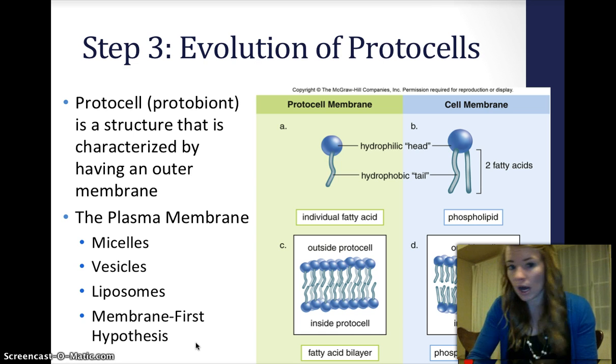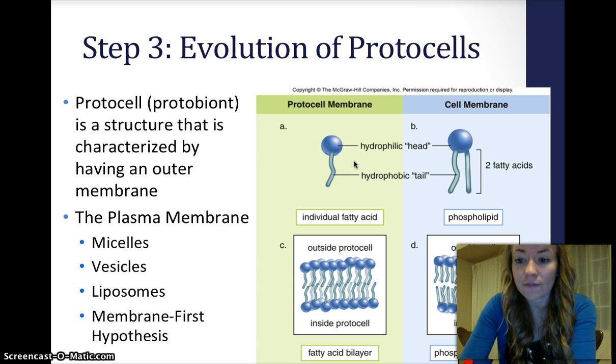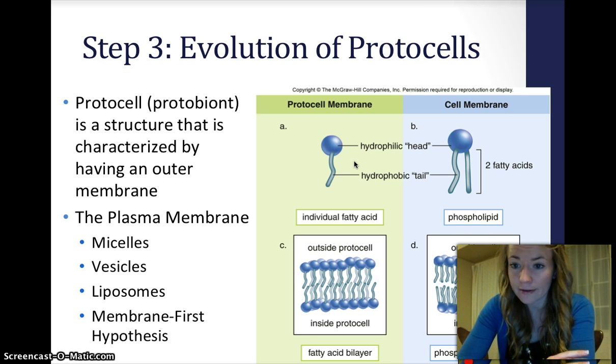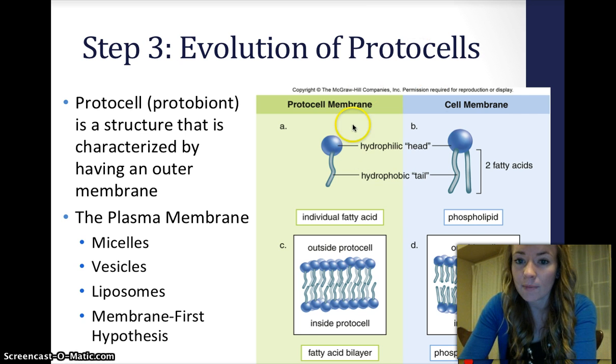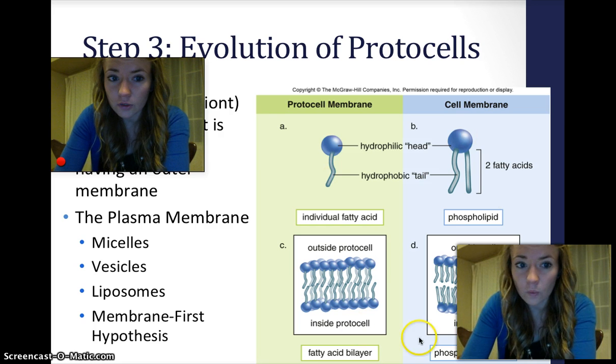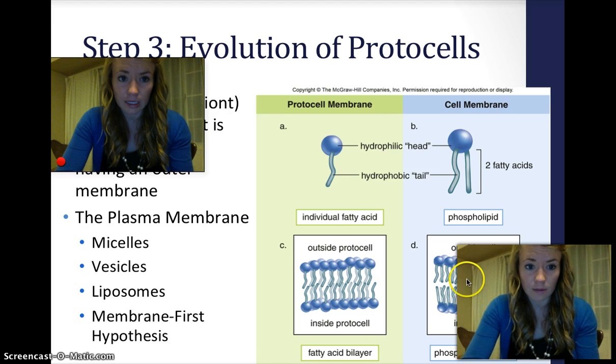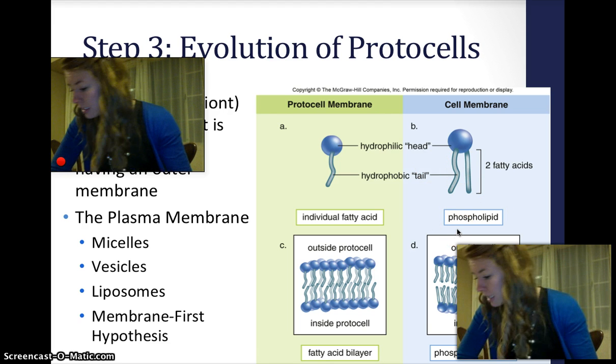So basically, the original protocells had a membrane similar to what we see today, but they had very simple lipids because they just hadn't evolved into being the phospholipids that we see today. But they still had a hydrophilic head and a hydrophobic tail, and they met together like this. So if you can tell, it looks very similar to what we have today, our current plasma membrane.